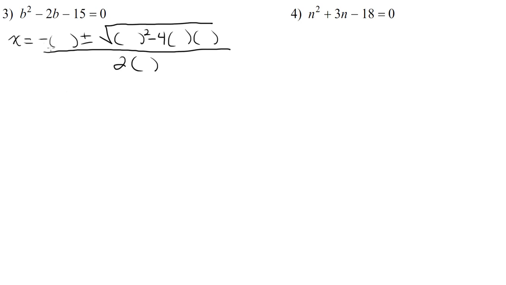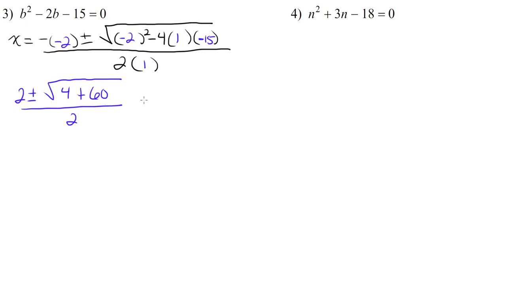All right, looking at number 3, b squared minus 2b minus 15 equals 0. Already in standard form. Let's plug in our values. Our b value is negative 2. Our a value is 1. And our c value is negative 15. Work it out. Negative 2, that's positive 2, plus or minus. Negative 2 squared is 4. Negative 4 times 1 times negative 15 is positive 60 over 2.